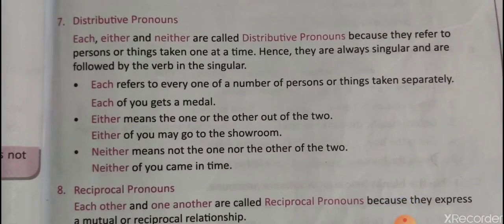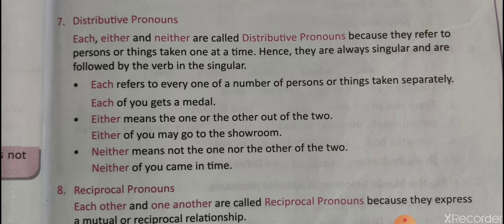Next is distributive pronoun. These are the pronouns when we are talking about some people in the whole. Like if I'm talking in the class, if I'm talking about you, the students, and I also want to point out each particular person, like everybody. For example, if I'm saying that each one of you has to bring 20 rupees for the Teachers' Day celebration, I have said it in the whole.